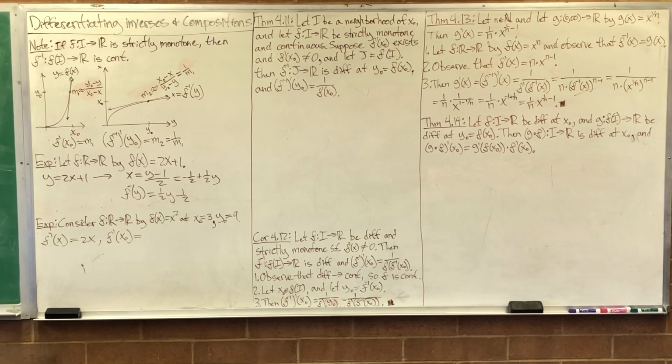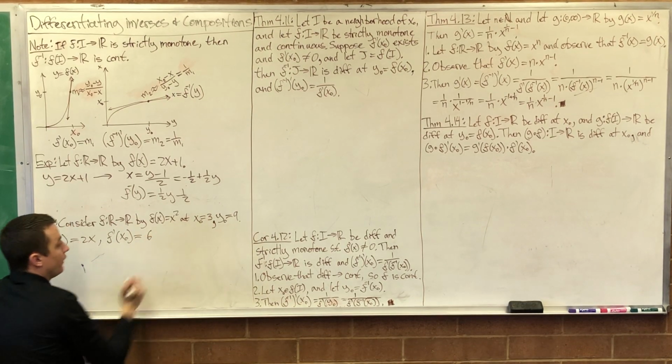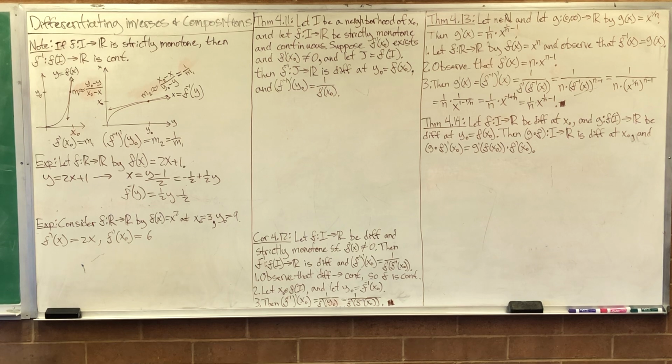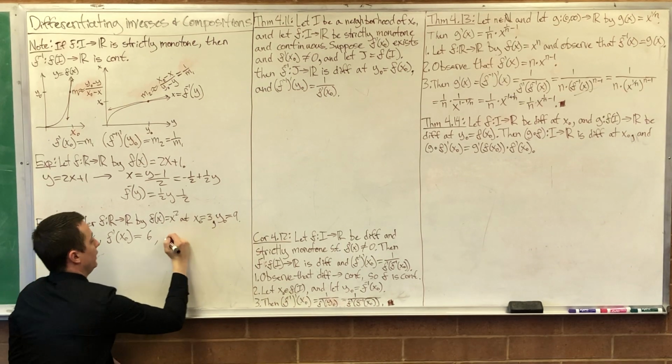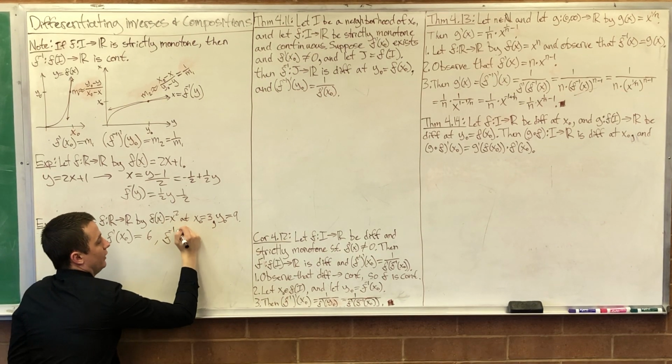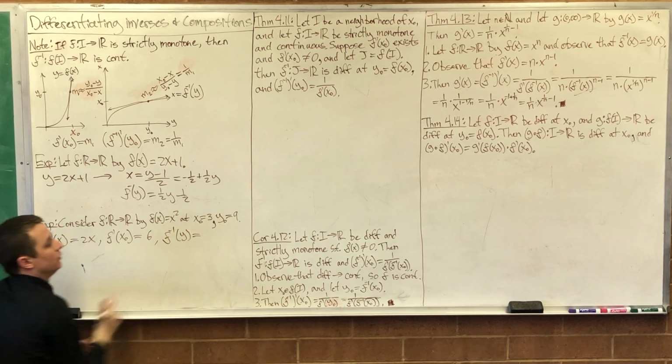So then f prime at x naught, or 3, is equal to what? 6. Just 6. So we better find that f inverse prime at y naught is equal to 1/6. That's what we better find. So let's check that. What is f inverse of y equal to?